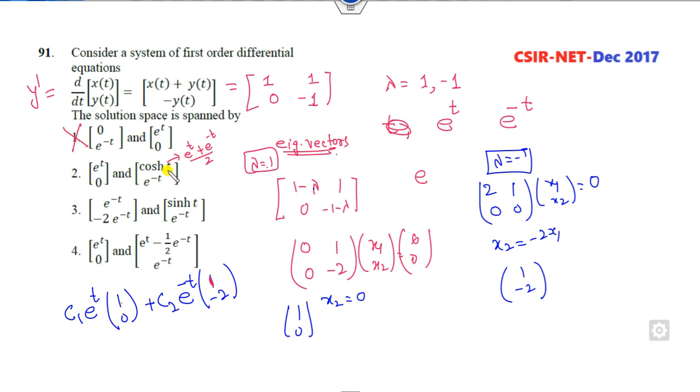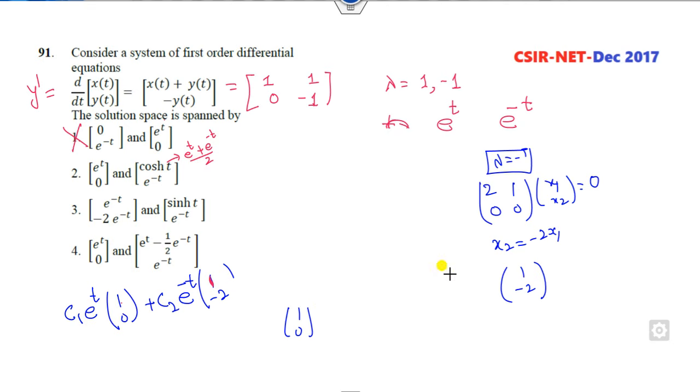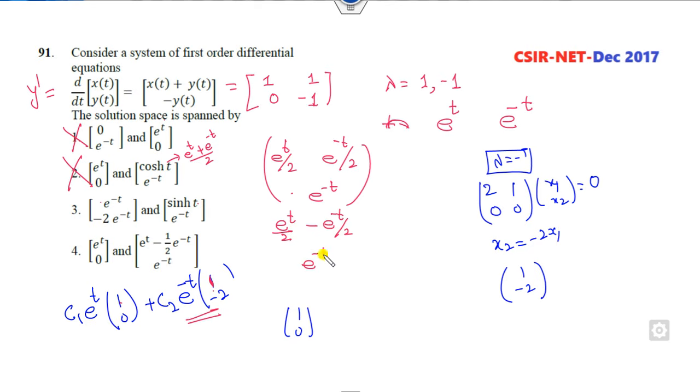If I separate them, it will be e raised to power t times this and e raised to power minus t times that. If this is half comma 0, but we need only 1, so this option cancels out. This is 1 comma minus 2, that's satisfied. How do I write the other? E raised to power t here, and this is e raised to power minus t. If I take half comma 0, that's also satisfied. Minus half and 1, that's also satisfied, same thing. So this is the correct option. Again, this is the same as the option here. So 3 and 4 are the correct options.